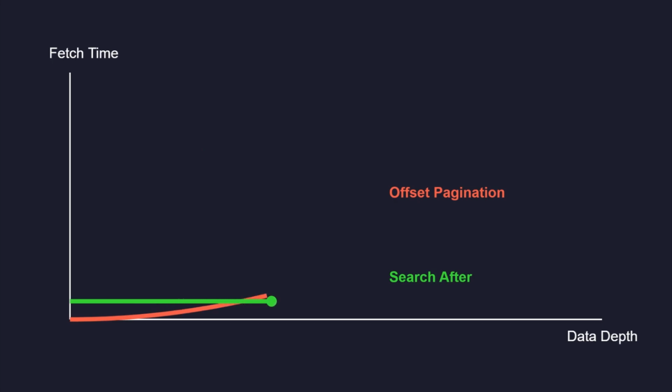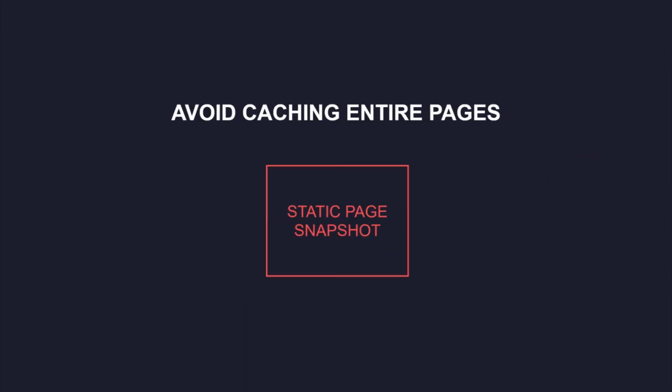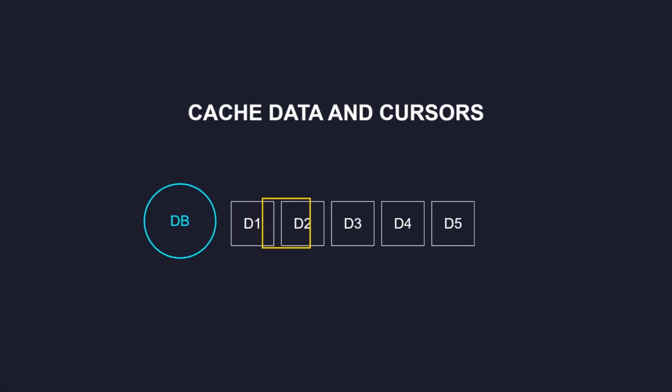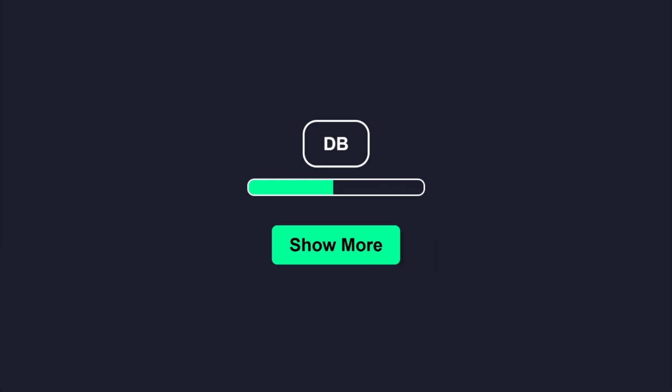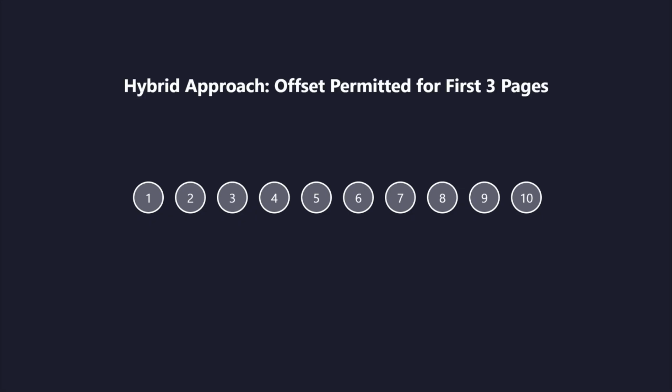Use the search after parameter in your search queries. This function works identically to keyset pagination, ensuring consistent performance across large indices. Avoid caching entire pages of results. Instead, cache the underlying data and cursors to ensure users always see the most recent system state. Most users never visit page 10,000. Consider replacing total page counts with a simple Show More button to reduce database load.